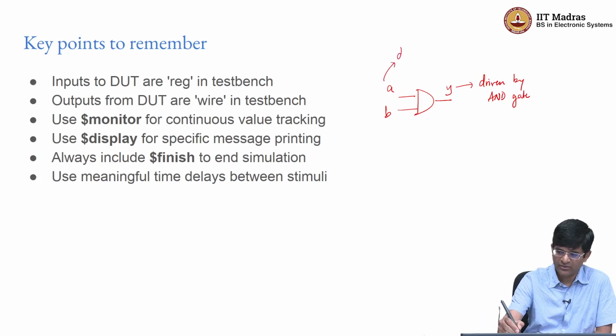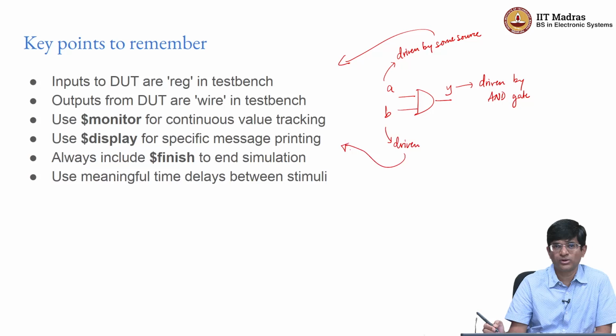This A is driven by some source out here, and B is also driven by some source out here. B drives this AND gate, A drives this AND gate, right? The output of the AND gate drives something else. So there is this notion of a particular signal driving, or rather a particular gate driving a signal to a value of 0 or 1. It forces it, it pushes it towards either 0 or 1.